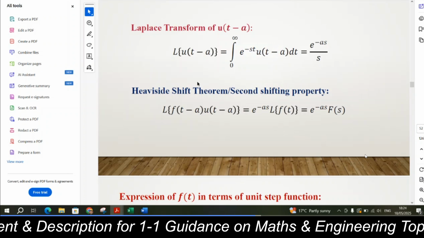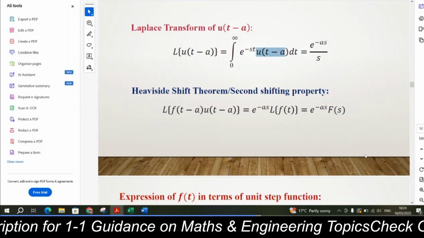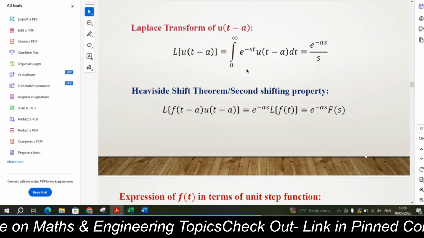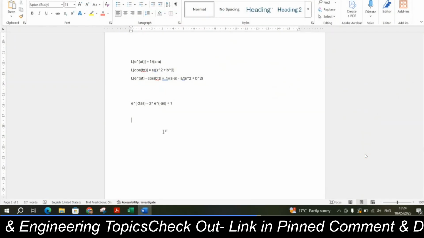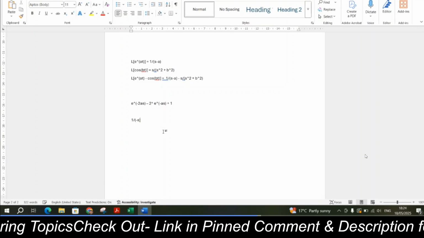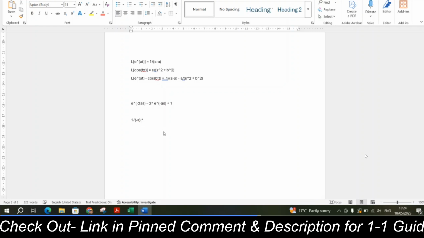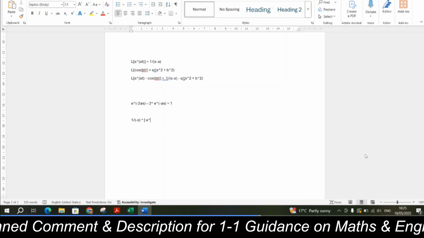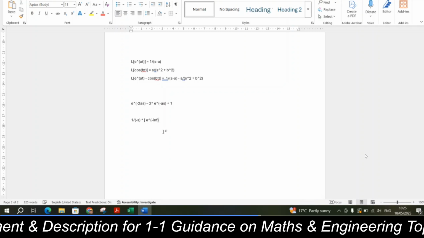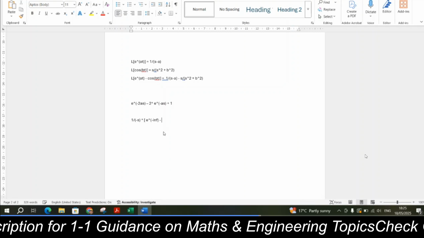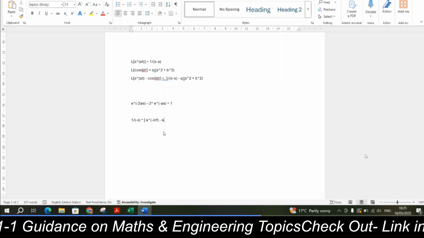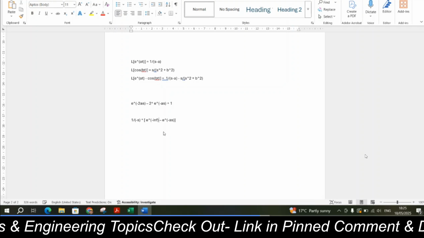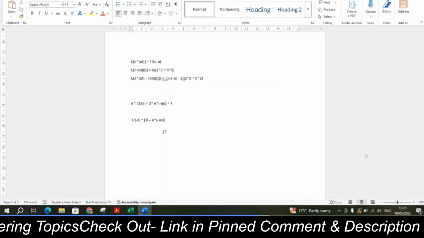When you're doing a to infinity, the function value becomes 1, so you're only left with the integral from a to infinity of e raised to minus st dt, which is e raised to minus st over minus s, evaluated from a to infinity. At infinity, e raised to minus st becomes 0, because s is positive, and you have minus of e raised to minus as.